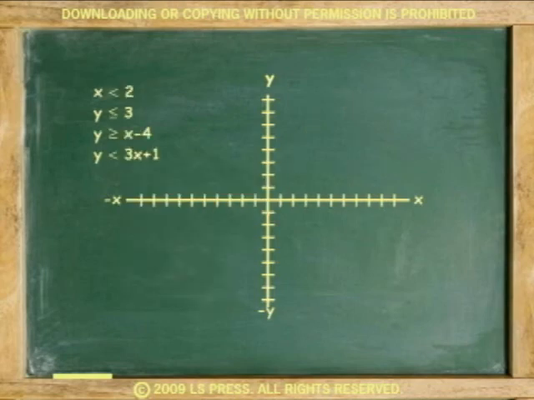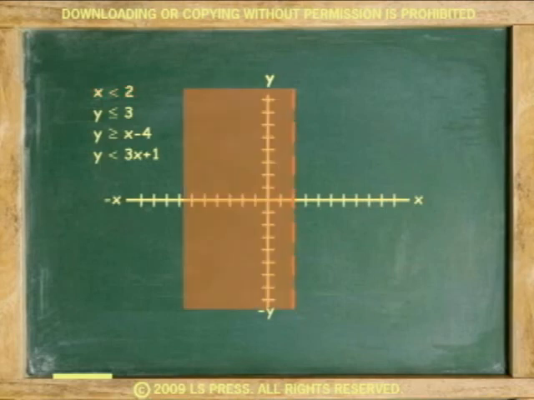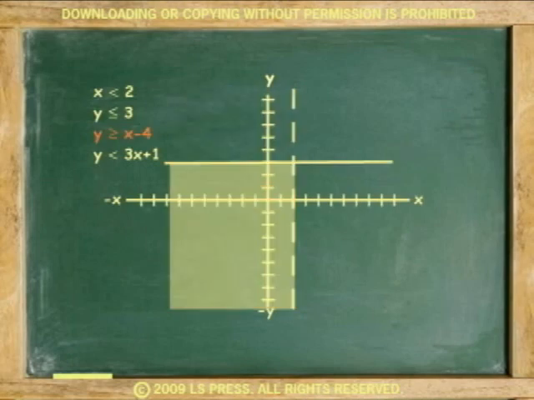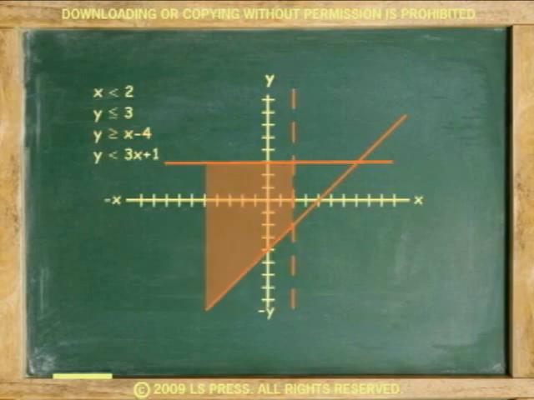One last example. Find the solution area to the 4 inequalities. X is less than 2, a dashed line. This is a vertical line at 2 with solution to the left. Y is less than or equal to 3, a solid line. This is a horizontal line at 3 with solution down. Y is greater than or equal to x minus 4, a solid line. This one crosses at negative 4 with a slope of 1 and solution up.